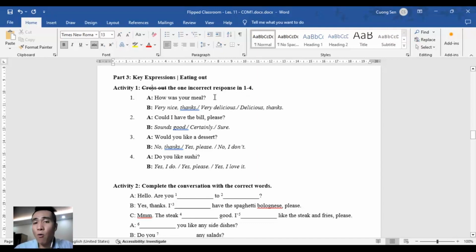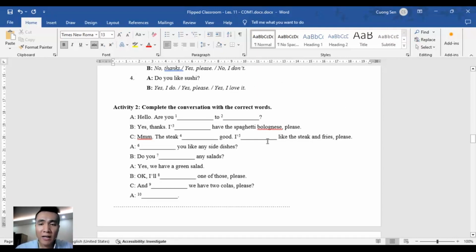They ask, "How was the meal?" "It was very nice, thanks." "Very delicious." "Delicious, thanks." So what do you think it could be? Cross out just 1 incorrect one. Don't cross out 2, all right? And the same thing here. "Can I have the bill, please?" "Sounds good." "Certainly." "Sure." "Which one?" If it's not good, just cross it out, okay? So that's what you need to do.